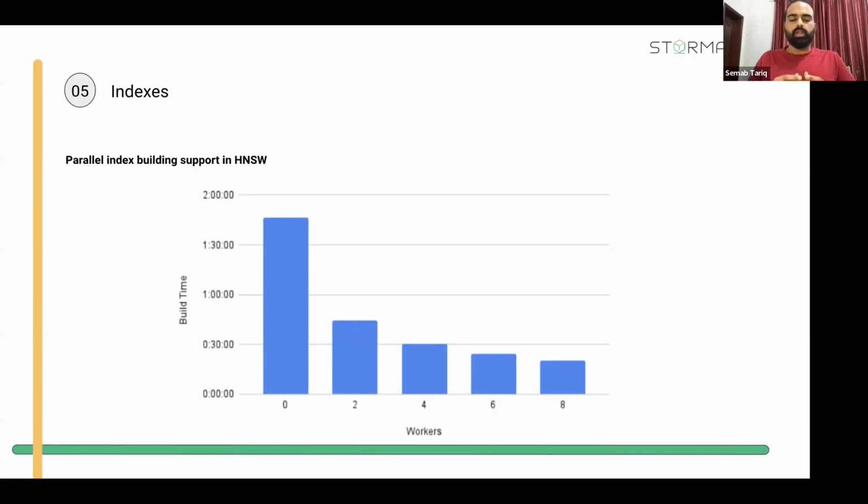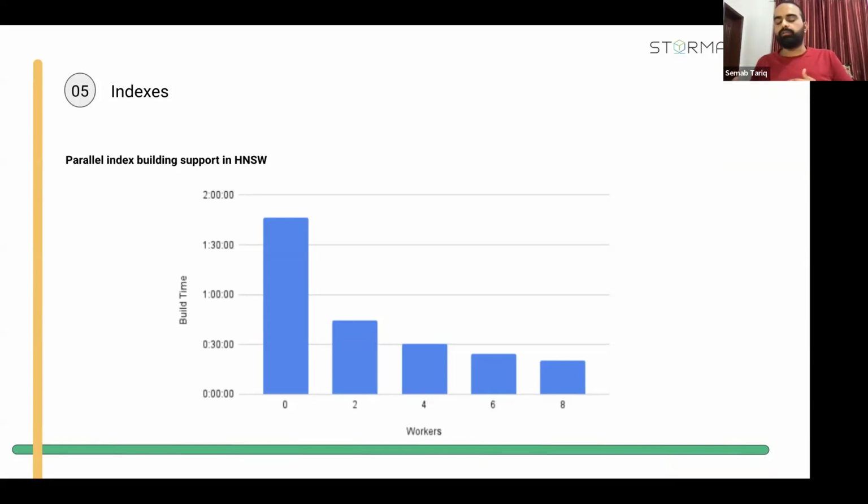So let's say if we are using 0 workers, so by default its value is 2. If a single thread is being used to build the index, the time it would take might be closer to 1.5 or 2 hours. But if we use two workers, the time can be reduced to 30 or 40 minutes.